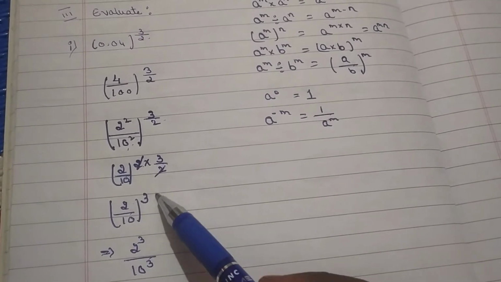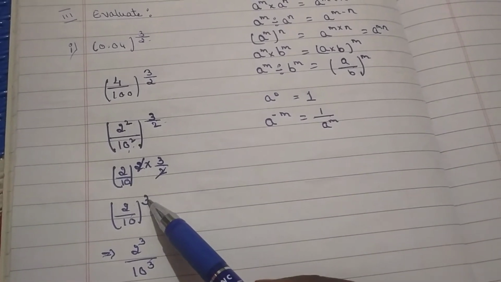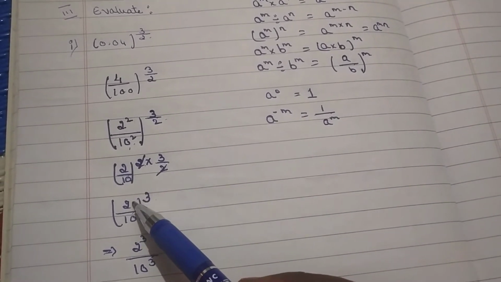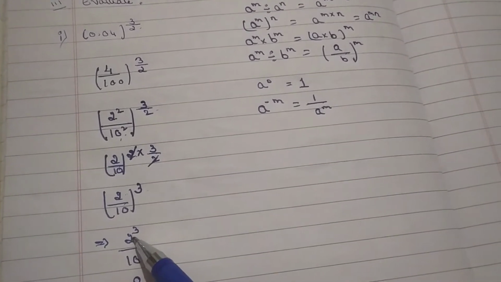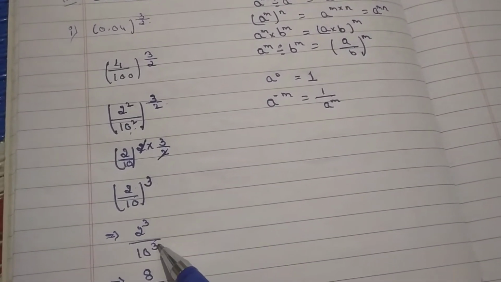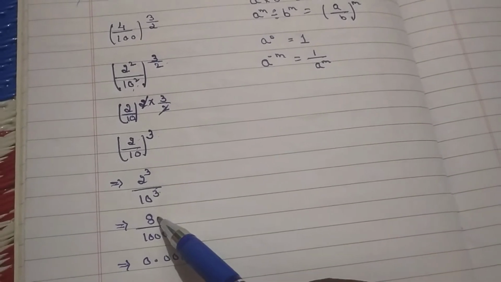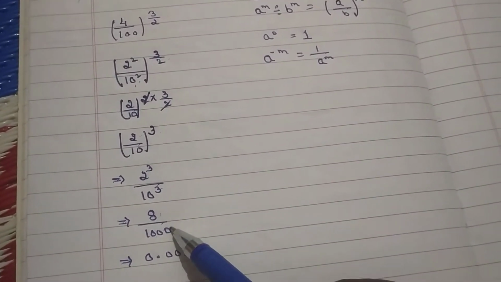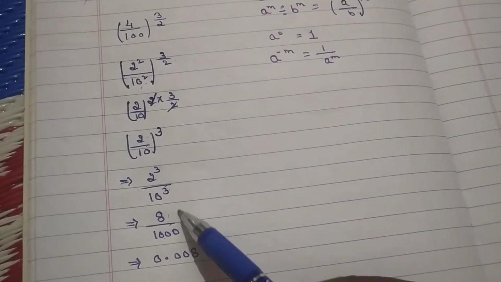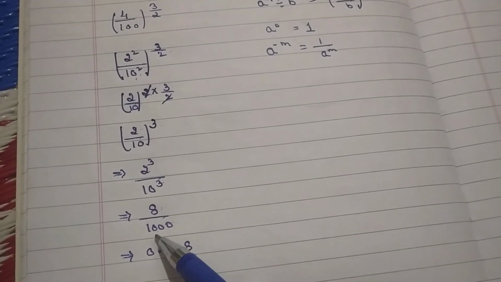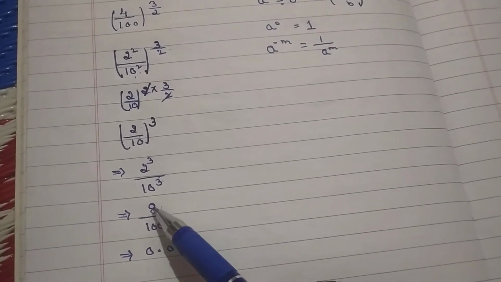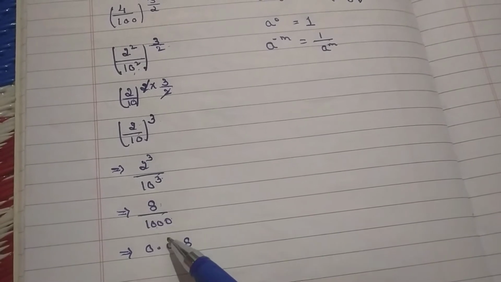Now again applying the law of exponent, equating the power for both numerator and denominator, it becomes 2 cube by 10 cube. We know that 2 cube is 8 and 10 cube is 1000. Converting the rational number into the form of decimal, since there are 3 zeros, the point will shift after 3 numbers. So 0.008.